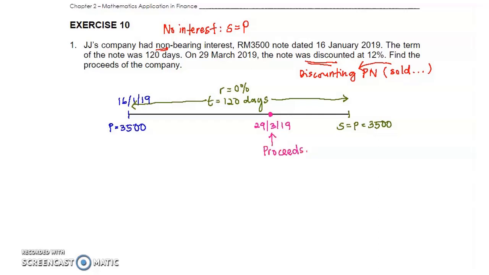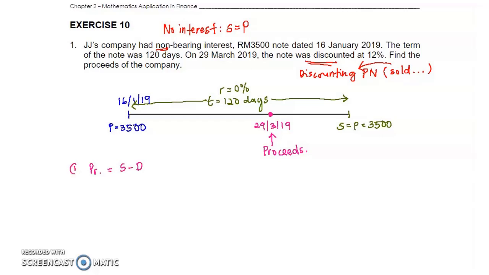Find the proceeds of the company. So how to find proceeds? Look at the information that you have. So far we have principal or face value, also value S, which is equivalent to face value since there is no interest, and value T. Now we want to find proceeds, so which formula? You write the formula first: proceeds equal to S minus D.